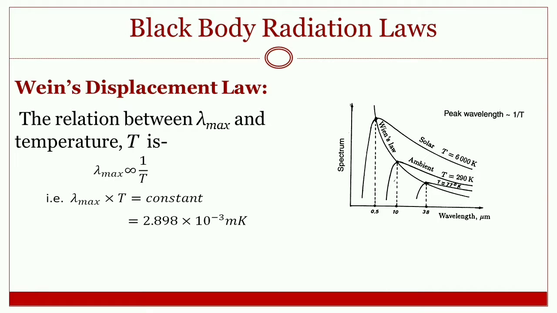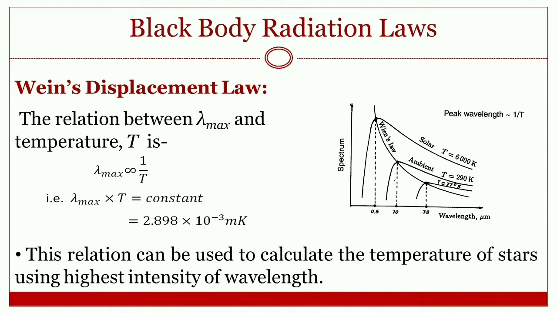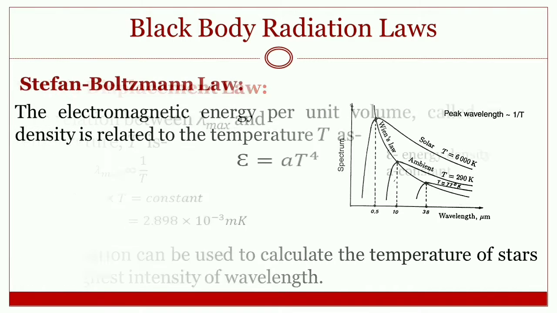Other laws of blackbodies. There are many laws of blackbodies. So now we should know what Wien's displacement law is. According to Wien, the maximum wavelength, that is lambda max, is inversely proportional to temperature. The graph shows the relation of spectrum versus wavelength, and the change in lambda max at different temperatures. This relation is used to calculate the temperature of stars using the wavelength of higher intensity.